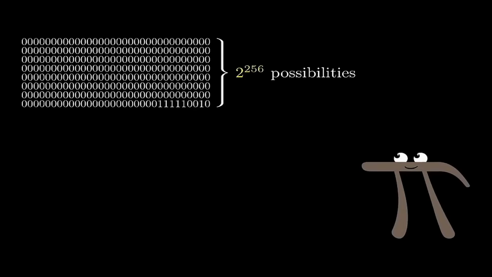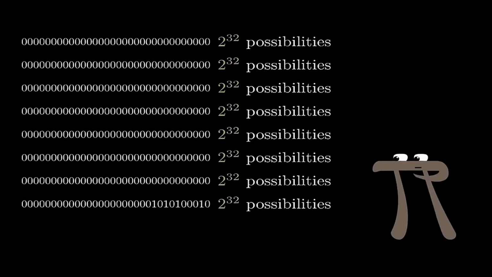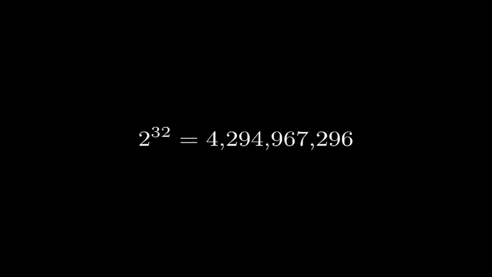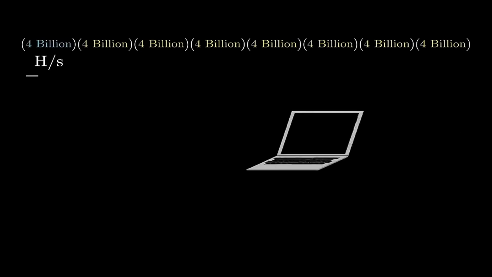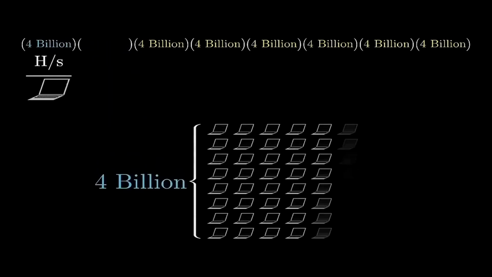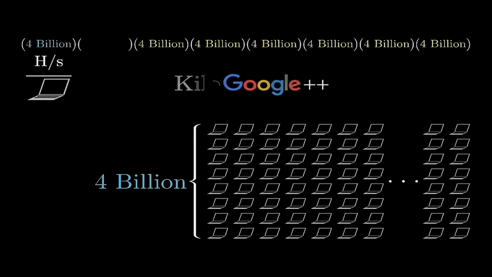How big is 2 to the 256? Well, it's 2 to the 32 multiplied by itself 8 times. 2 to the 32 is about 4 billion. Suppose you have a really good computer that runs 4 billion operations per second, and imagine 4 billion of those computers. This is something like 1,000 times the number of computers that Google has.